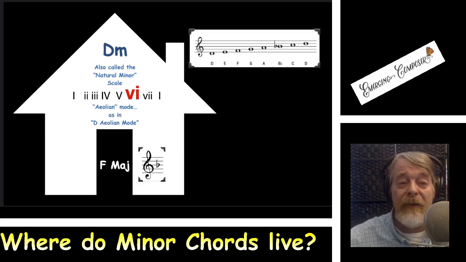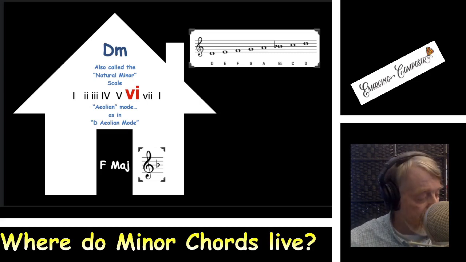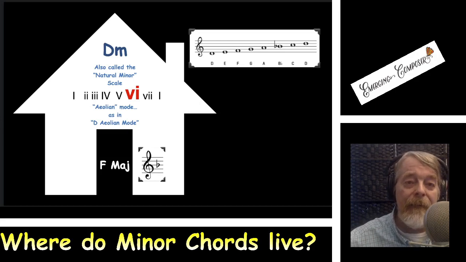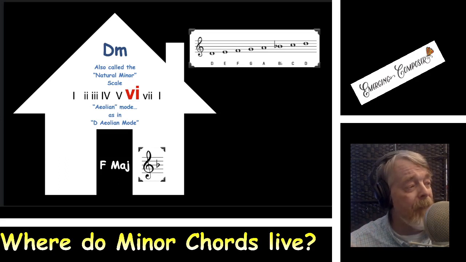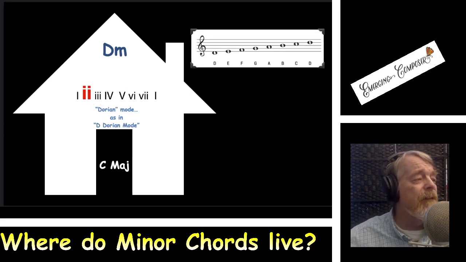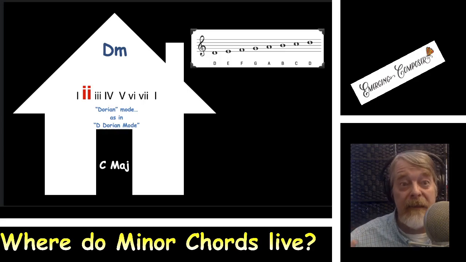So here's F major, G minor, A minor, B flat major, C major, D minor, E half diminished, F. Make sense? Cool. Now, that being the case, let's see where the second place that a D minor chord can live. A D minor chord can live as a 2 chord in some key.